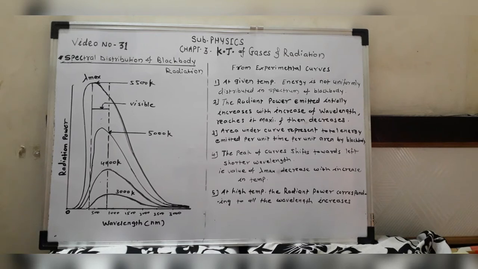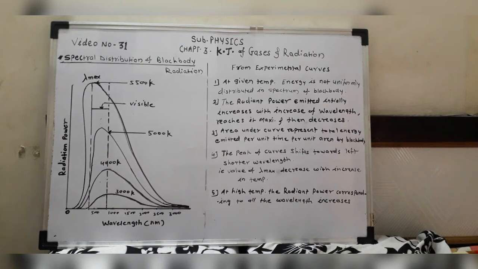Now we have to see the last topic in the chapter, that is the spectral distribution of black body radiation. In your exercise, you have to answer this question on this topic: explain the spectral distribution of the black body radiation with the help of suitable graphical representation.